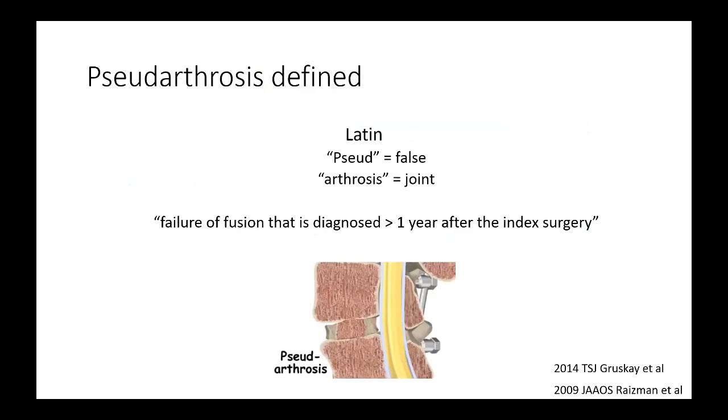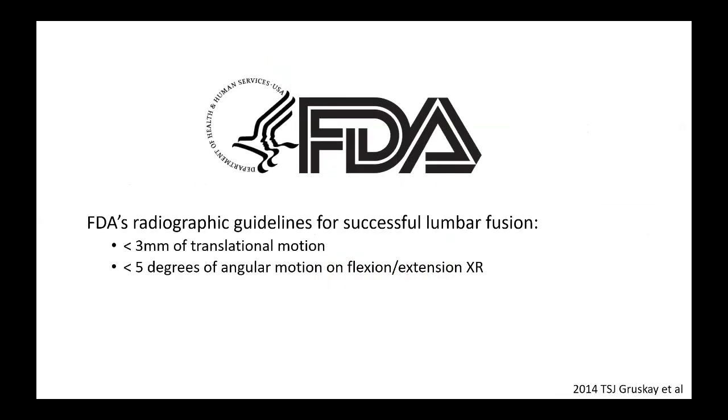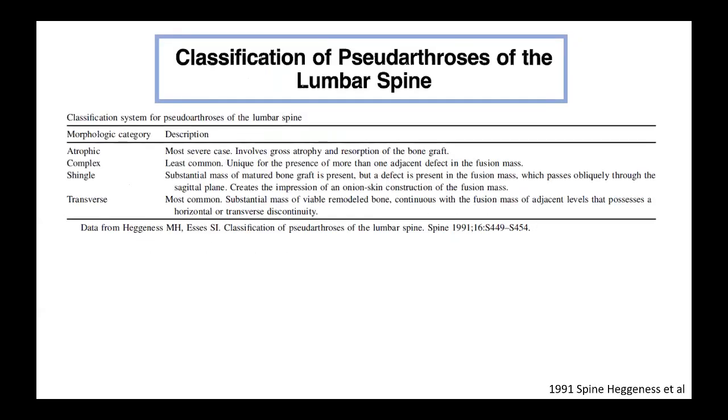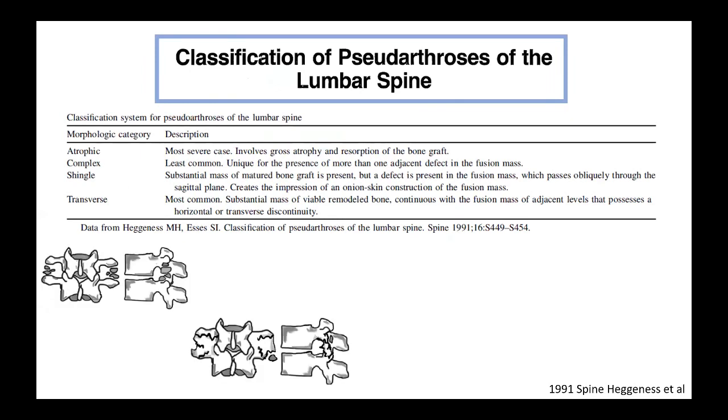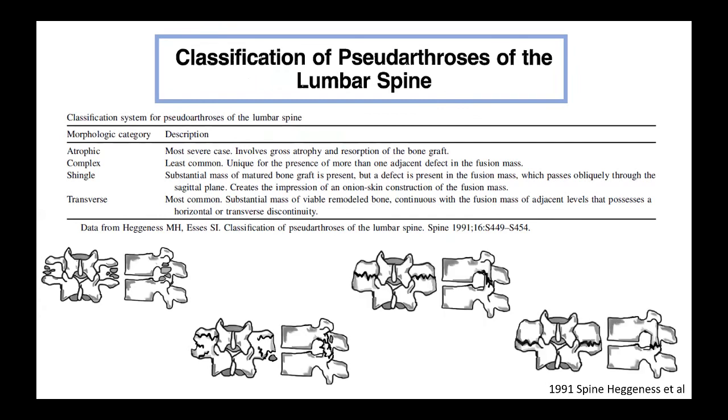The definition of pseudarthrosis is a failure of fusion diagnosed about a year after the index surgery. And the FDA guidelines for successful lumbar fusion are less than 3 millimeters of translational motion or less than 5 degrees of angular motion on dynamic radiographs. There's a classification system for lumbar pseudarthrosis: atrophic, complex, shingled, and transverse.